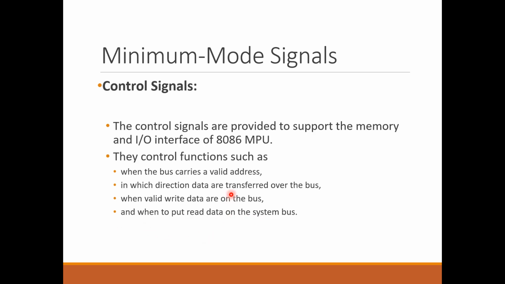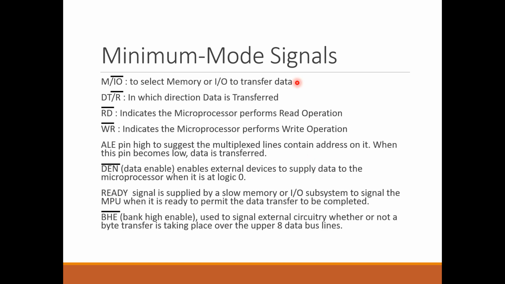And the control signals provide the support of the interface from the microprocessor to the memory and the I/O devices, and the functions are, for example, whenever we have a write address on the address bus, then through these control signals the microprocessor knows in which direction the data is going to be transferred, or whether the data is going to be read from the memory, or the microprocessor wants to write data to the memory. And the pins are memory I/O.